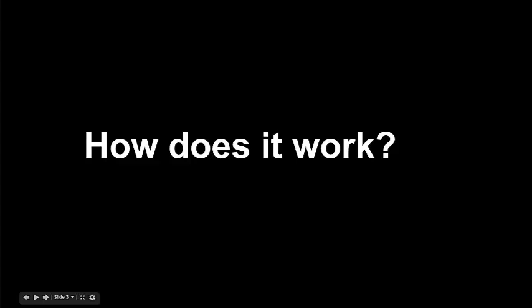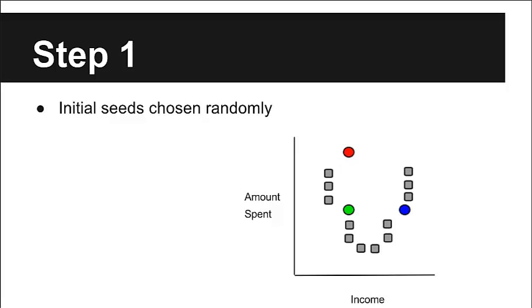Next, I will discuss how the algorithm works. First, a number of seeds are chosen based on the number that has been input for k. So these seeds are chosen at random. So for example, here in our data set, we have the amount a customer has spent graphed against their income. Here, the number for k is 3, and you see we have 3 seeds. We have a red seed, a green seed, and a blue seed.